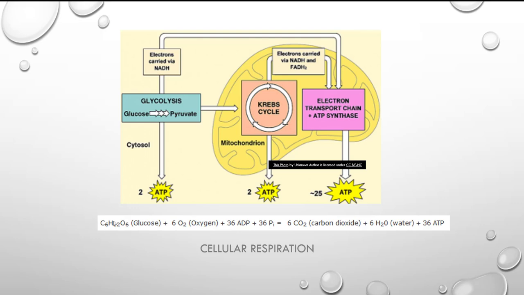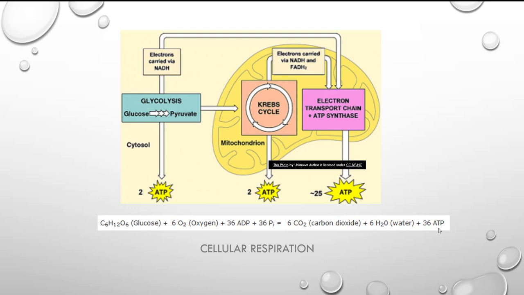And then we have glucose as a reactant. We also have oxygen involved, okay? And then the products of this reaction are 6 carbon dioxide and 6 water, okay? So these are what we call the byproducts. And then the whole purpose of this is to gain ATP. So we end up with, on average, about 36 ATP from this process.